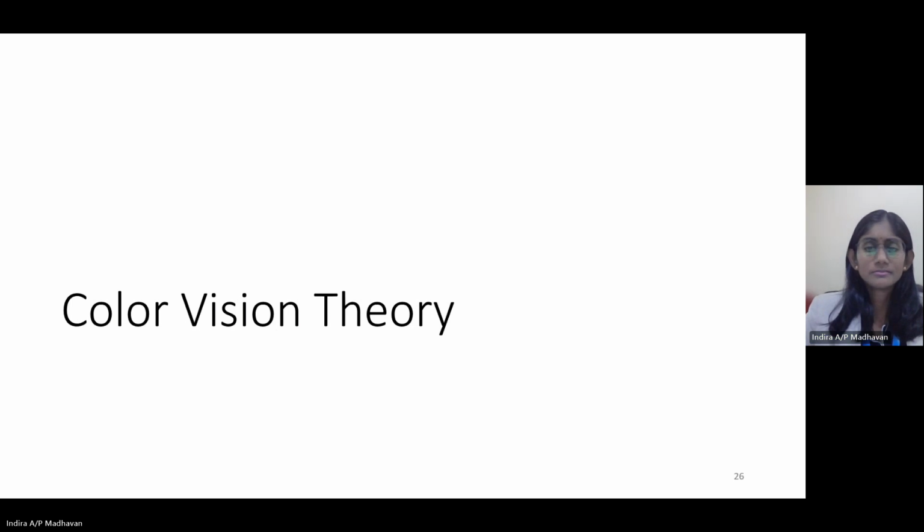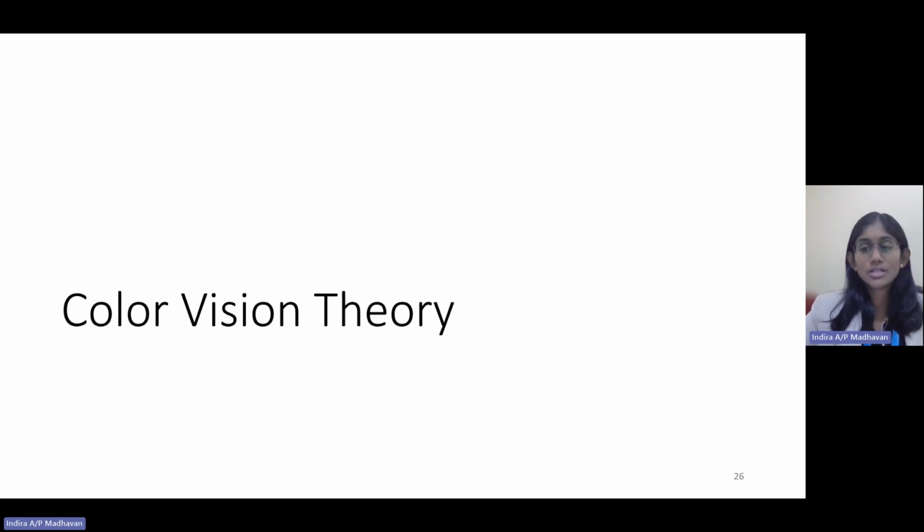So basically, how have these colors been explained to explain color vision? Researchers conducted studies to explain how color vision perception happens in the eye. There are two main theories that are well known and were accepted by researchers back then. One is trichromatic color theory and the other is opponent process color theory.